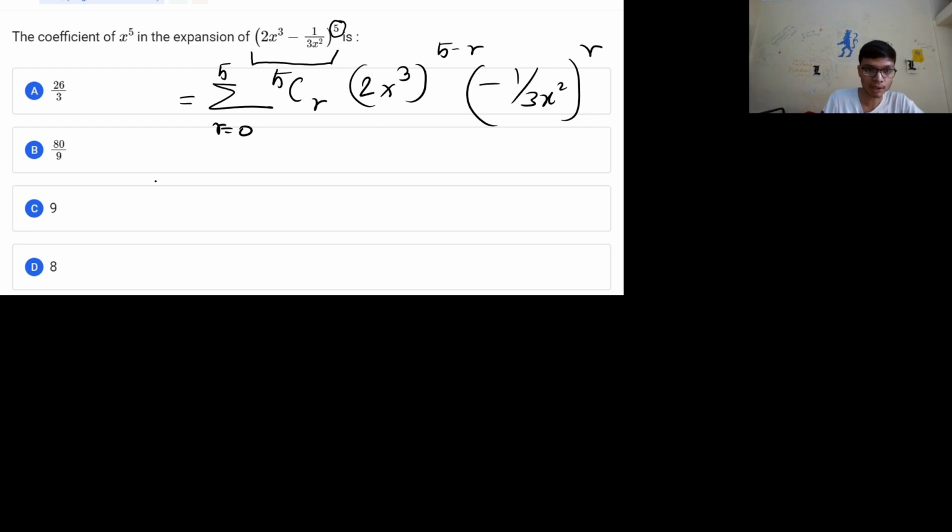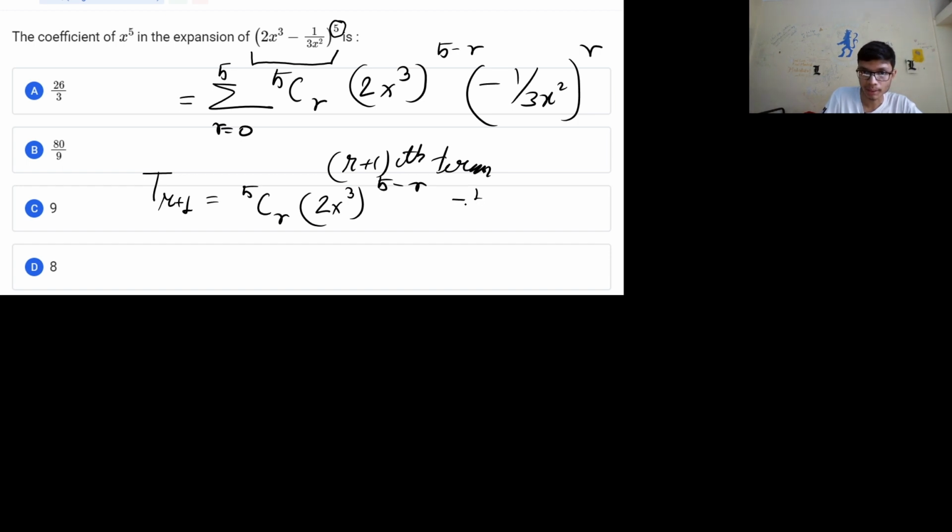Okay, so this is how you write the expansion of a binomial expression. Alright, so from here what is important is to write the (r+1)th term. If you have to write the general term, you will say the (r+1)th term is given as 5Cr (2x^3)^(5-r) into (-1/(3x^2))^r. Okay, so from the general term we see that the general term is expressed in this particular fashion.